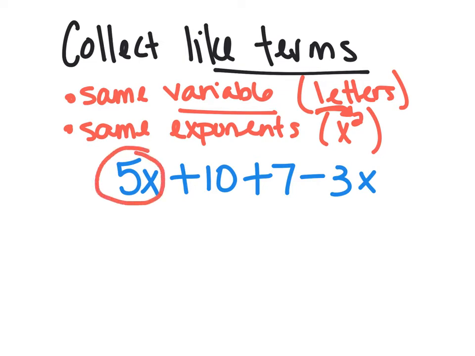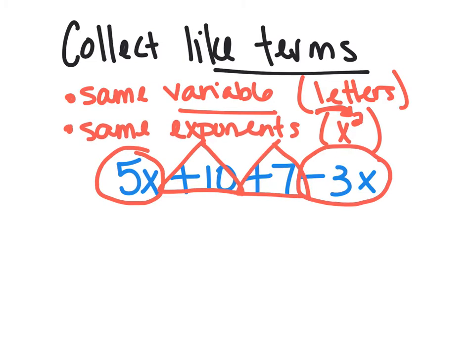We've got a 5x, and then we've got this other 3x over here. But remember, the sign in front of it goes with it. So these two are like terms. The two in the middle are not like the ones on the outsides because the ones in the middle don't have x's. So I have a positive 10 and a positive 7.